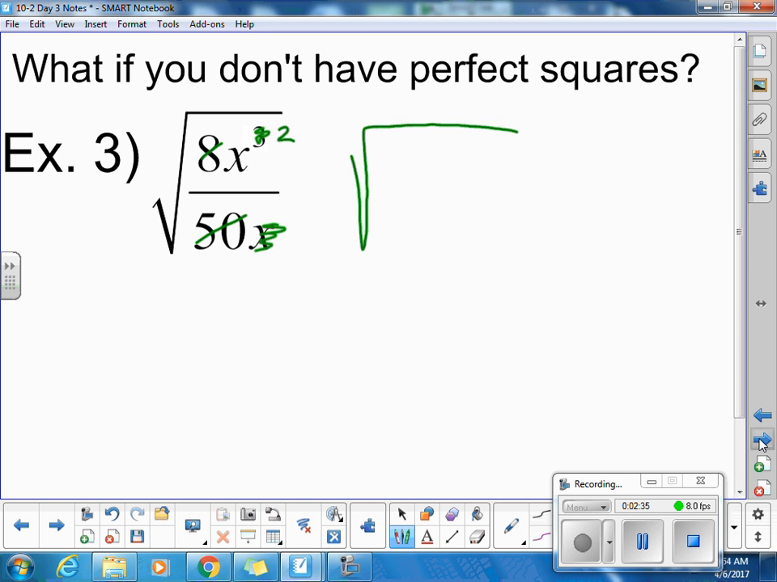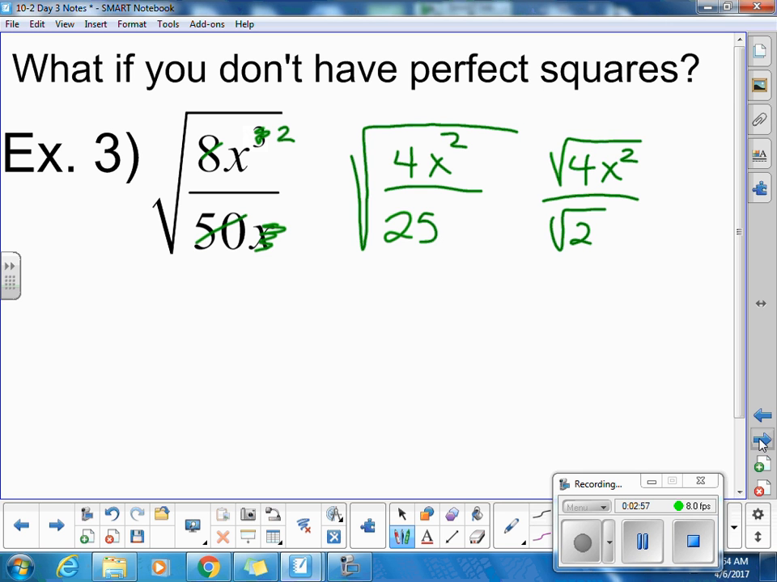So still under a big radical, 8 divided by 2 is 4. I have my x squared over 50 divided by 2, which is 25. And I don't have an x down there anymore. Now I've simplified it as much as I can because 4 and 25 don't have any common factors. So now I have square root of 4 x squared over square root of 25.